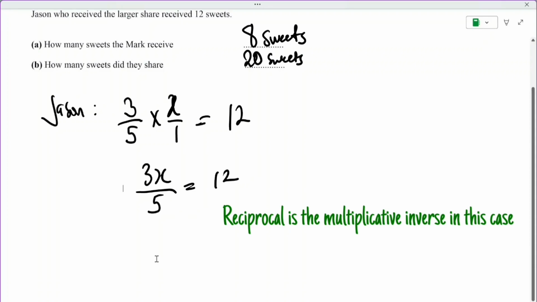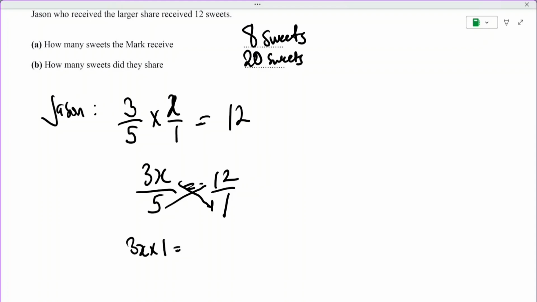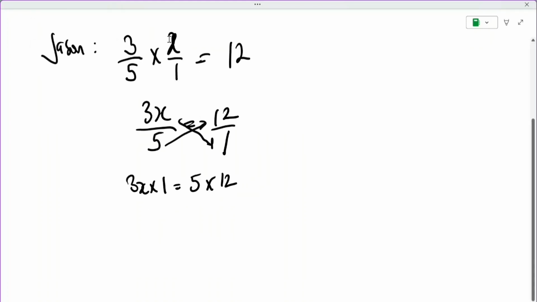But if we're taking it gradually, we can say we multiply both sides by 5 to get this divided by 5 off first, or we can cross multiply. Students are more used to cross multiplying, so we have this over 1, then we cross and multiply. Let's start with the one that has the unknown. We have 3x times 1 on the left, 3x times 1 equals, on the right of the equals sign, we have 5 times 12. Now we're looking for the total number of sweets they shared, which is X in this case.